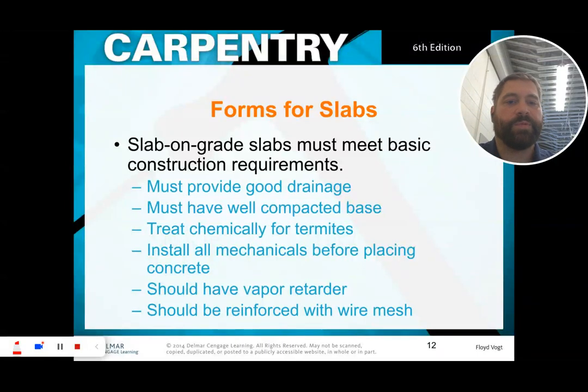Slab on grade slabs must meet basic construction, must provide good drainage, must have a well compacted base, be treated chemically for termites, have all of the mechanicals installed before placing the concrete, should have a vapor barrier or vapor retarder, and should be reinforced with wire mesh. Wire mesh is also known as welded wire fabric.